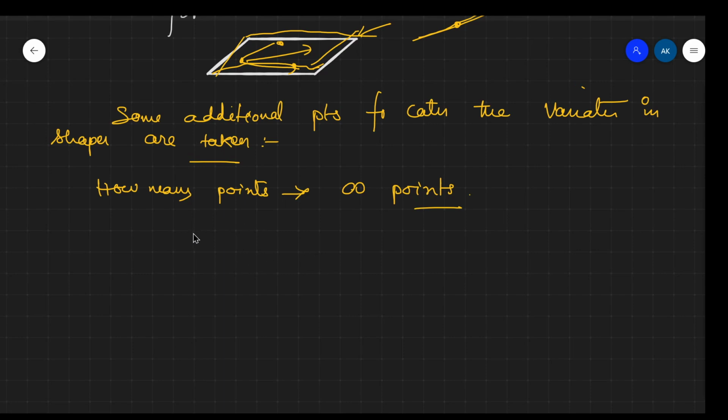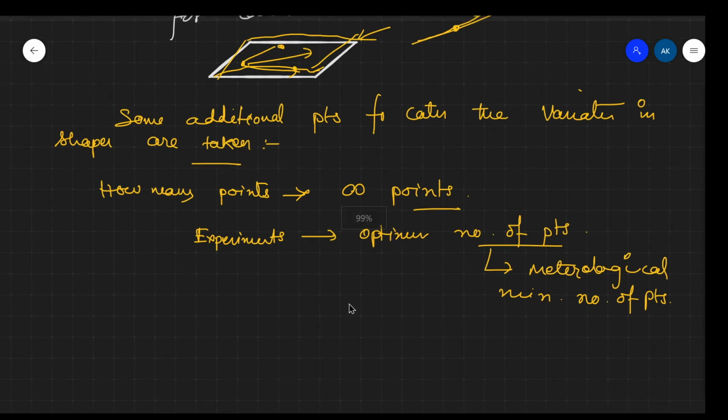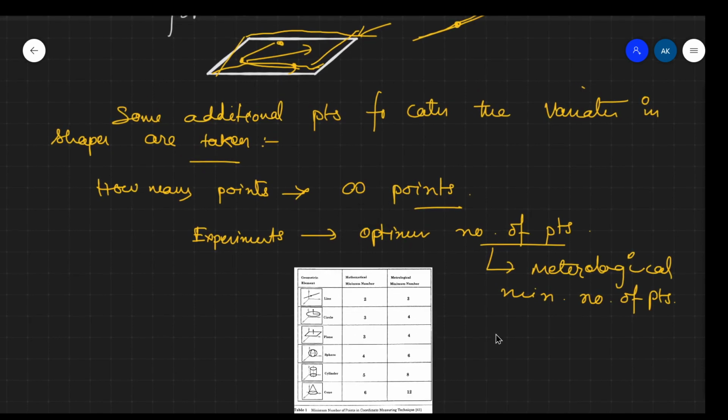We have done some experiments and reached optimum numbers of points, and these are called metrological minimum number of points. Now for a line it is 2, for a plane it is 3, but these are mathematical values. For these things there is a different set, and I will tell you the chart. Here is the chart.